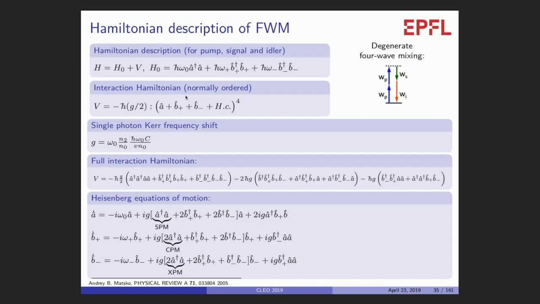Of course, only those products are retained that satisfy energy conservation, where the frequency in the process is conserved. Then, in order to get your equations of motion, you take the Hamiltonian and apply the Heisenberg equation of motion, and you get the equations for A, the pump field, B plus, and B minus. Again, you get a whole series of terms. If you look carefully, you can recover the self-phase modulation: the pump acting on itself, the pump acting on B plus, the pump acting on B minus, and there's this factor of two, where self-phase modulation is larger than cross-phase modulation. So this approach is another way to derive the equations of motion for your fields.